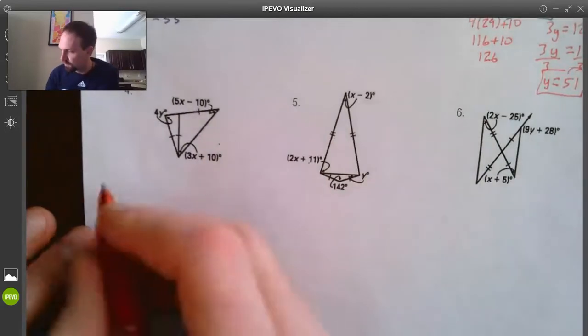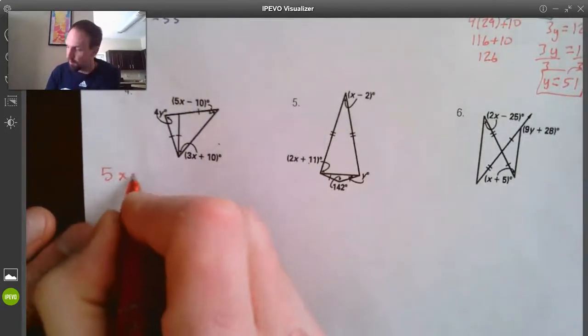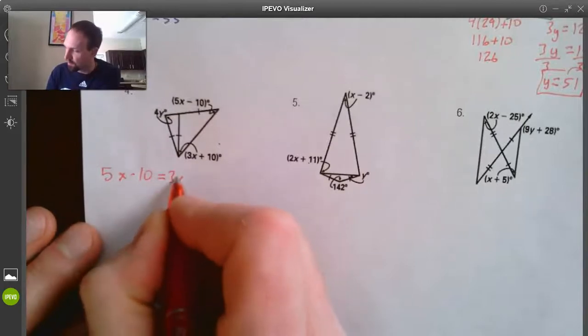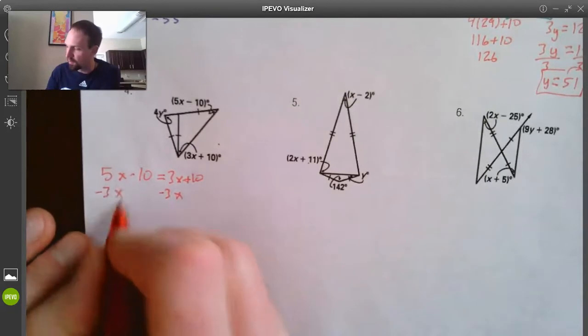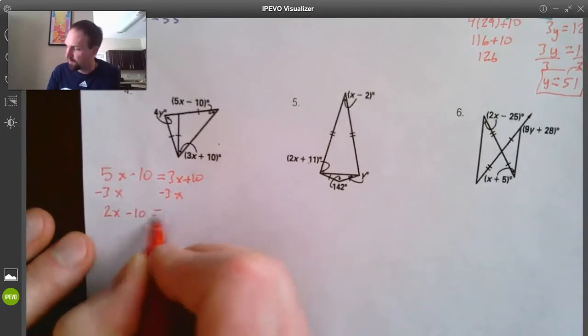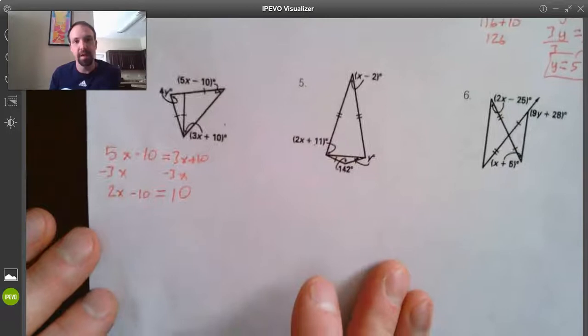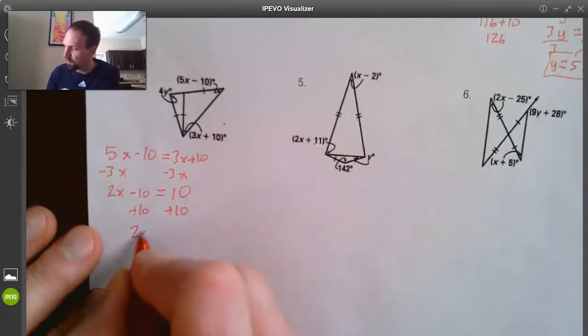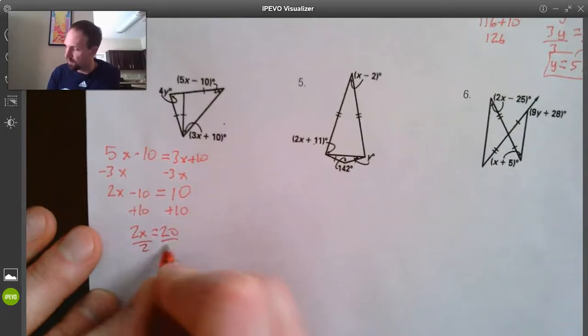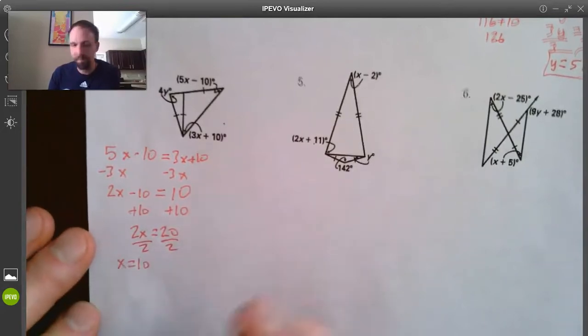Let's use red. So I have 5x minus 10 is equal to 3x plus 10. Subtract 3x on both sides. So we get 2x minus 10 equals 10. Next, add 10 on both sides. You get 2x equals 20. Divide by 2, you get x equals 10.